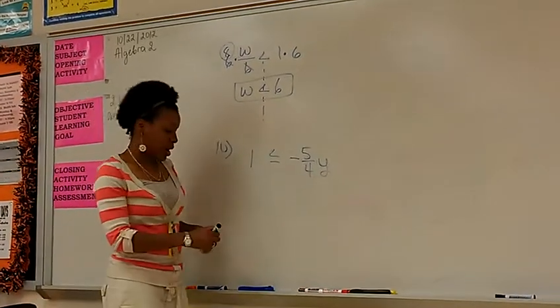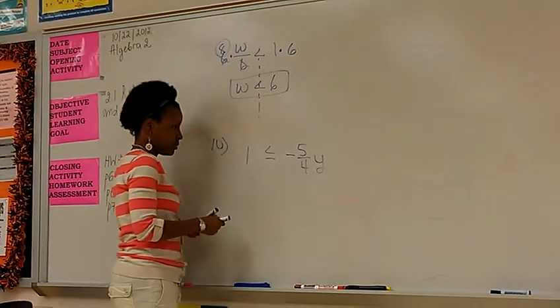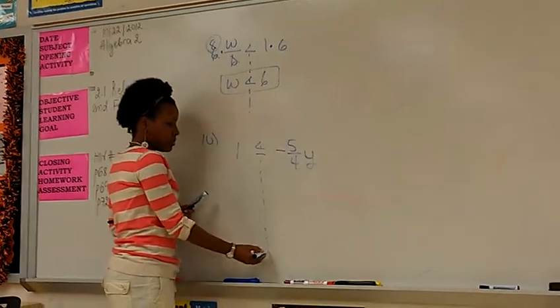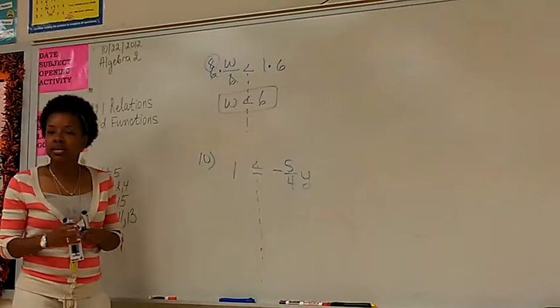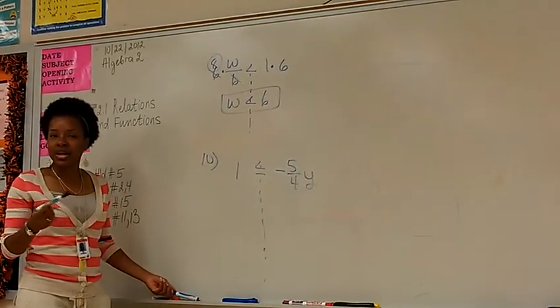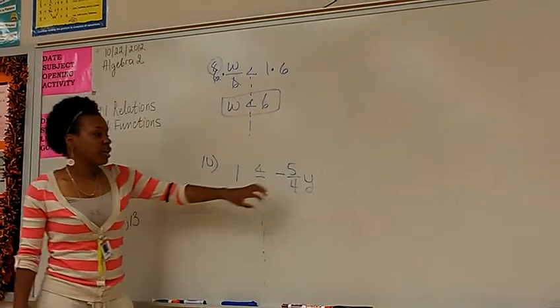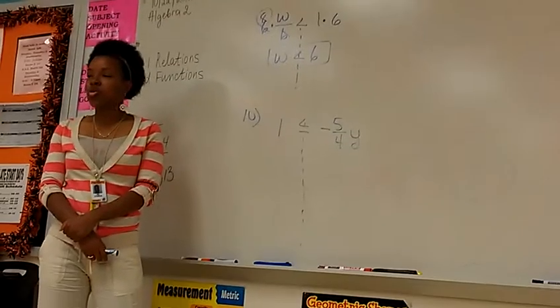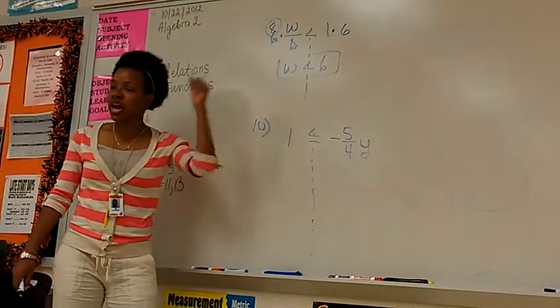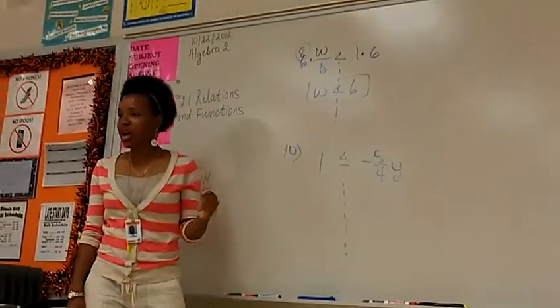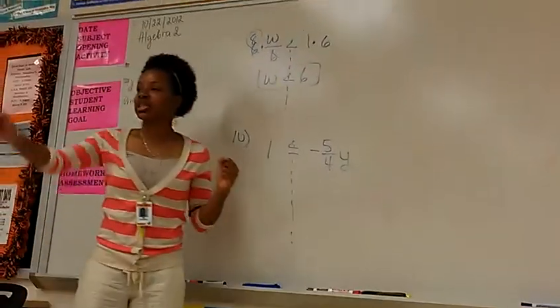What did they do to the y? They multiplied it by what? Negative 5/4. You cannot divide by a fraction. How do we fix that? No. No decimals. We are algebra students. We work with fractions. How do you change that?